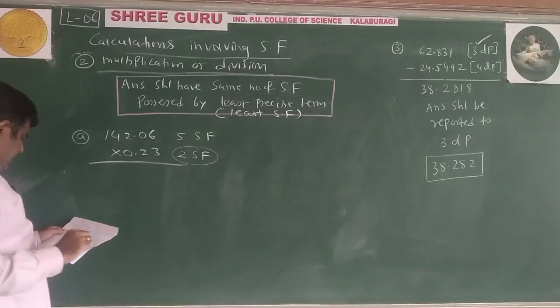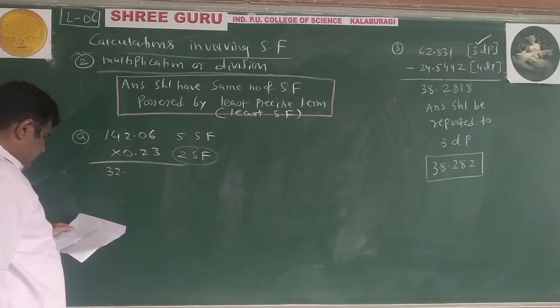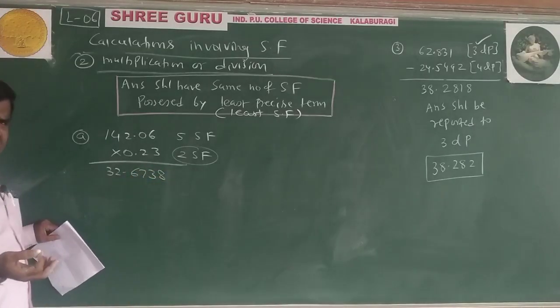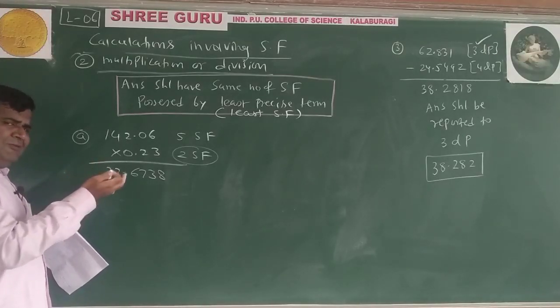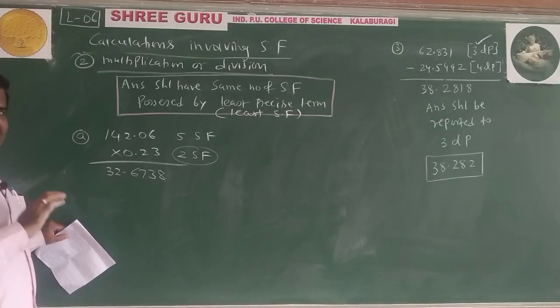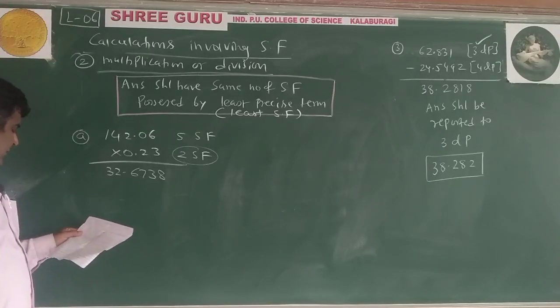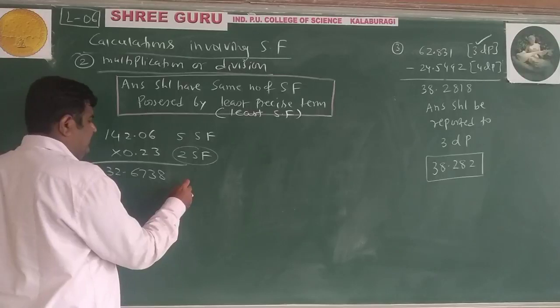See the answer here. It is 32.6738. Again I am saying that you do the calculation yourself with a calculator. If I do it once again, it will take time. Answers are not important. How we are reporting the answer is important in this particular case. So the answer should have 2 significant figures.